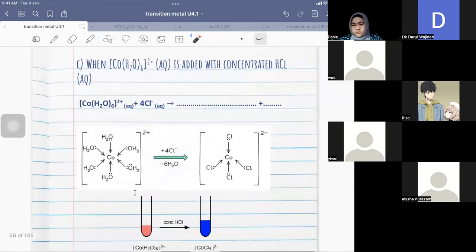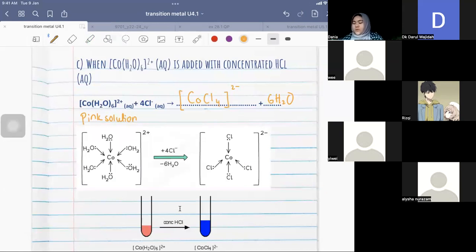Lastly, what happens if we add chloride? In this case, same thing, just like your copper, only four chlorides will be incorporated into the cobalt center. And the coordination number will change from 6 to 4. The color change would be pink solution, which is your original cobalt 2+ ion, and the cobalt with four chlorides, to write down the formula, it's CoCl4 with 2-, and since you kicked out all the six water molecules in the product, you will get 6H2O.